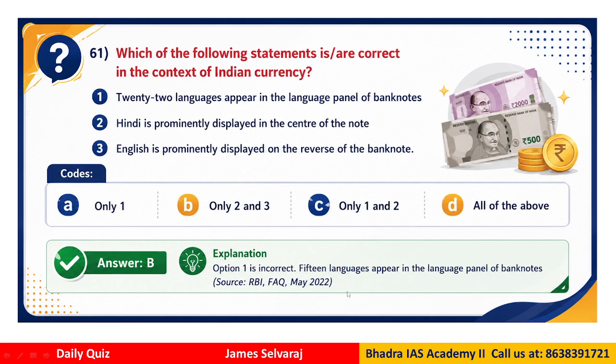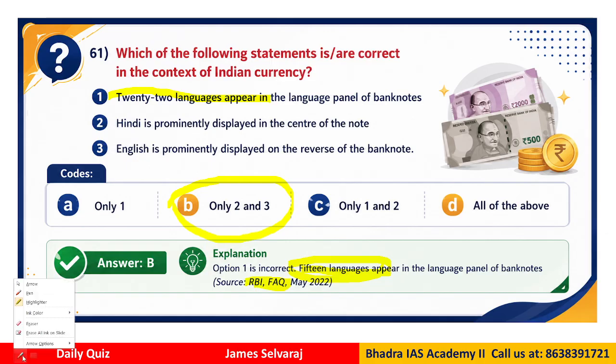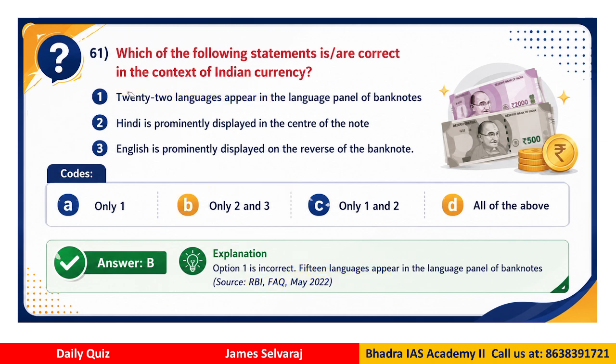So if you look at it, the correct answer is B, only 2 and 3. So the correct answers are only 2 and 3. Why? 22 languages is not correct. Actually, we have 15 languages which appear on the banknote of our currency. This has been published by the RBI in its frequently asked questions about money and currency management. RBI had published this, so from there I had taken this question.